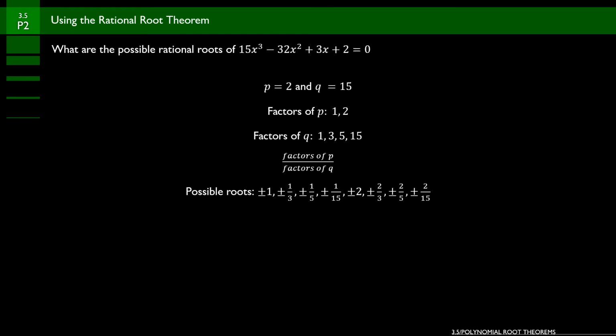So even though we might think that there's an infinite number of possible solutions for 15x cubed minus 32x squared plus 3x plus 2, it's actually going to come down to those 16. If we have any real solutions, it's going to be one of those 16 there. So we've taken an infinite number of solutions and we've narrowed it down to 16.